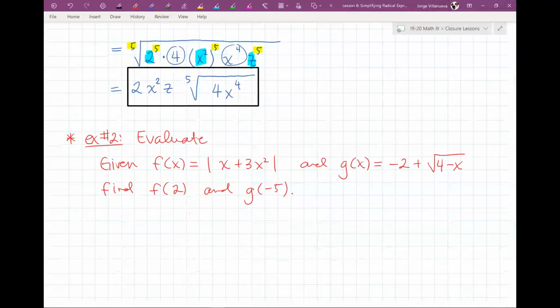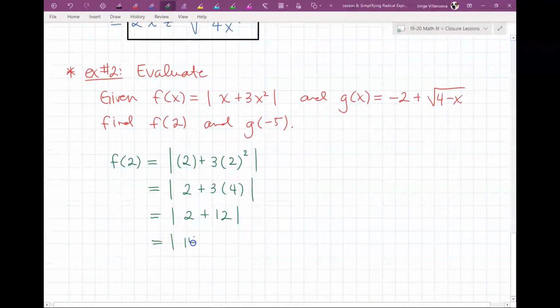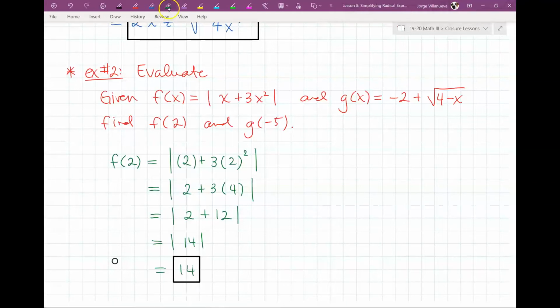Okay, so f of 2 means that I plug in a 2 where the x's are, 3 times 2 squared in the f of x function. So there you go. So that's absolute value of 2 plus 3 times 4. That's absolute value of 2 plus 12. So again, that's the absolute value of 14, and the absolute value of 14 is just 14. So there you go. This is not a tough problem to do. I'm not even sure why this is in this section, but maybe because of g of x, it has radicals in there. Let's look at g of x.